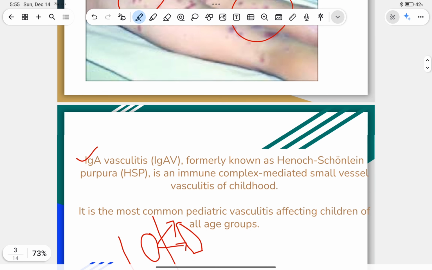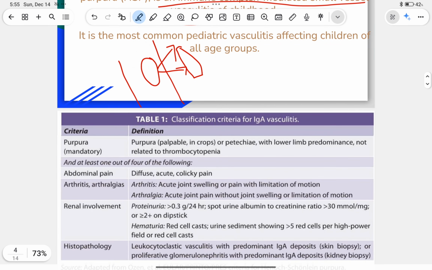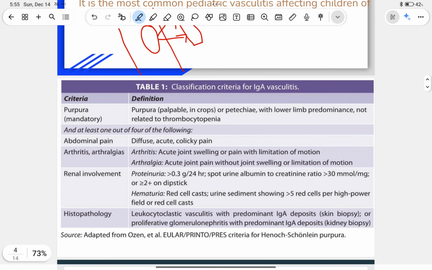So we are going to the definition. IgA vasculitis is an immune complex mediated small vessel vasculitis of childhood. It can involve any pediatric age group and is the most common vasculitis affecting the pediatric population. So we are going for criteria. There is one mandatory criterion and 1 out of 4 minor criteria should be satisfied. In the mandatory criteria, palpable purpura should be there.